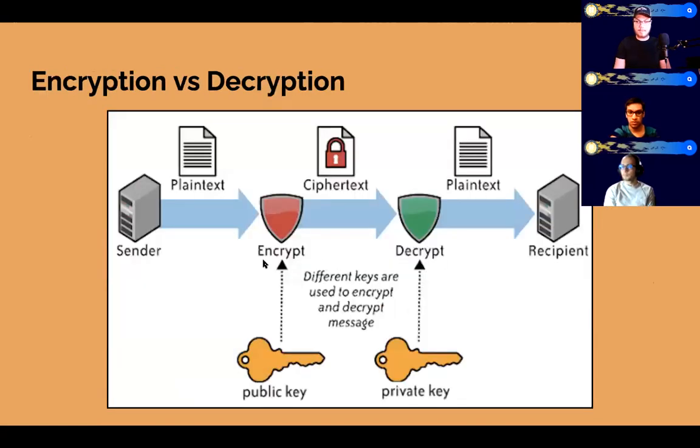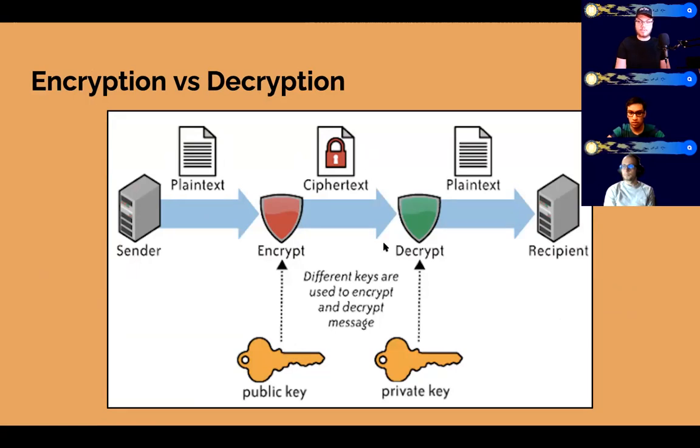A better image to show this is, you should see right now. You can see there's a sender. They have some plain text. In our case today, this plain text would be like a cipher block of a certain size. Then they would have a public key, they would encrypt, and then they would send this to whoever they wanted to send it out to.